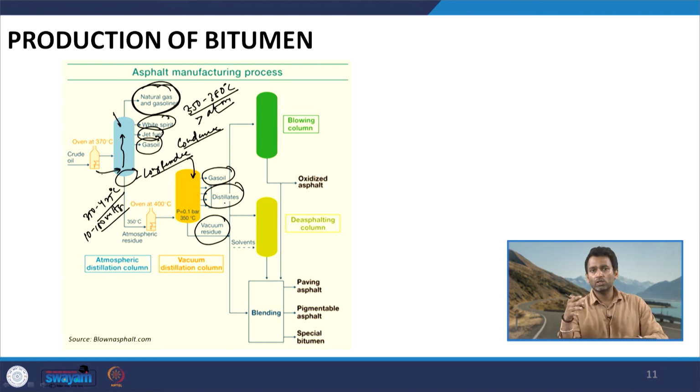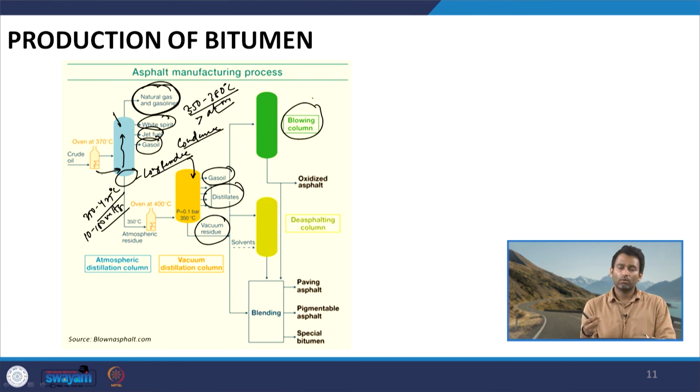In order to change the properties of the short residue, for example to increase its viscosity, it can be further subjected to other processes such as oxidation, which is called blowing of the bitumen. This is typically done to change the physical properties or the stiffness characteristic of the bitumen, and different grades of bitumen can be obtained for different applications.